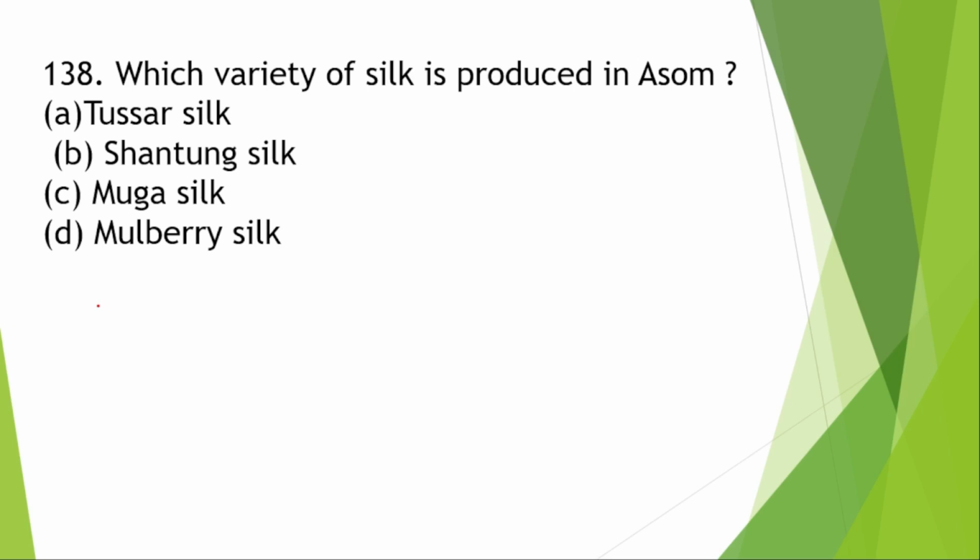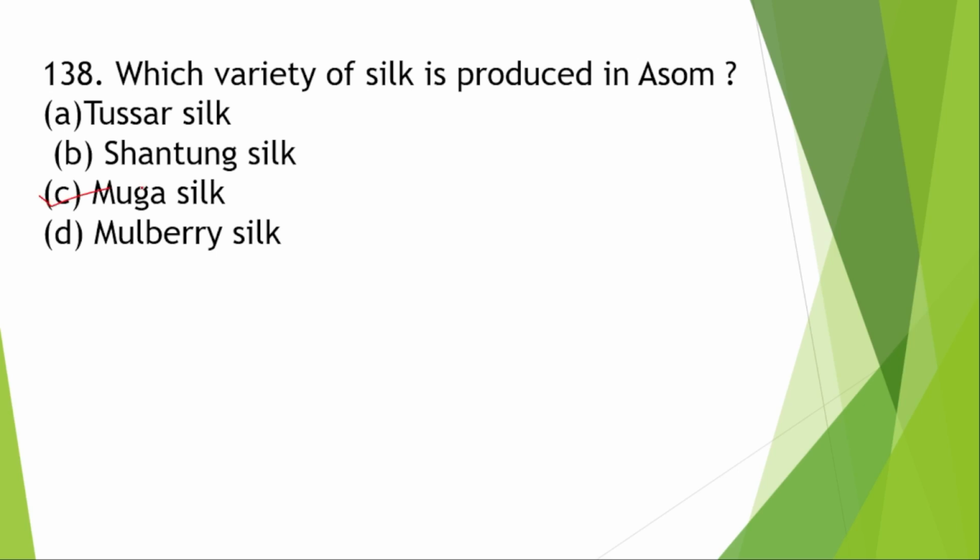138. Which variety of silk is produced in Assam? It is also called as Asom, Assam also. Tusar silk, Shangtan silk, Muga silk, Mulberry silk. So Assam is very known for the natural golden yellow tint and extreme durability of the Muga silk. So the right option is option C.